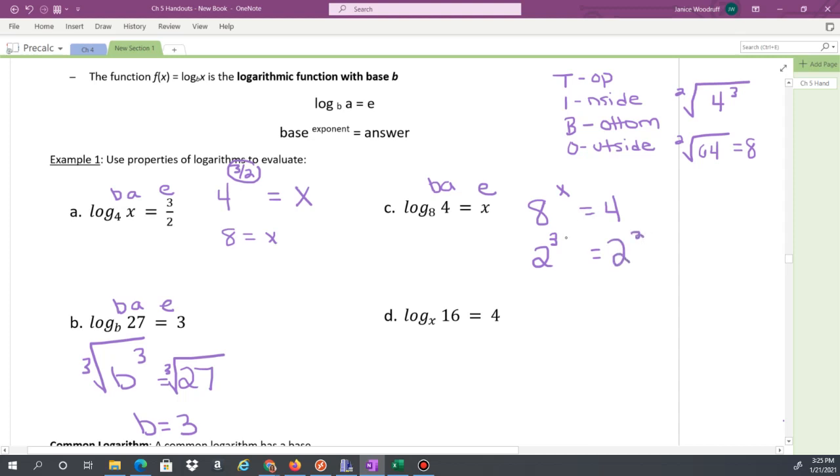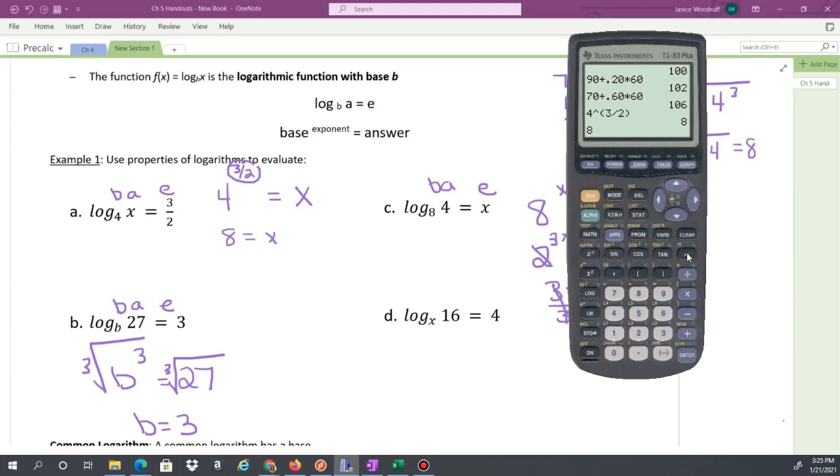Okay, then I can evaluate this because now they have the same base, and I just bring down that x. Set those exponents equal to each other, you get 3x equals 2. And looks like x is going to be 2/3 here. And go ahead and evaluate that. 8 to the 2/3 should be 4. So we go here and we say 8 to the 2/3, and we get 4.